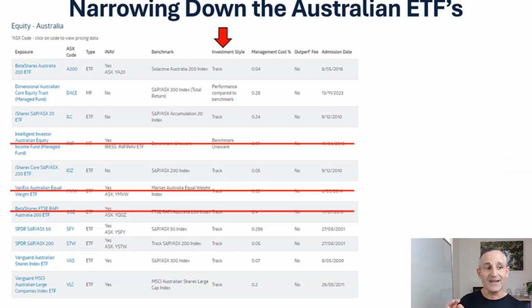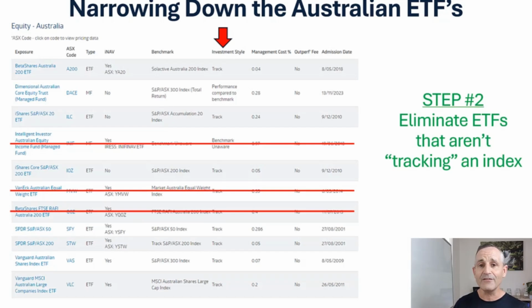And then if we go to the next step, we want to remove anything that does not track an index. And you can see in investment style, it's got track, track, track, track, track.